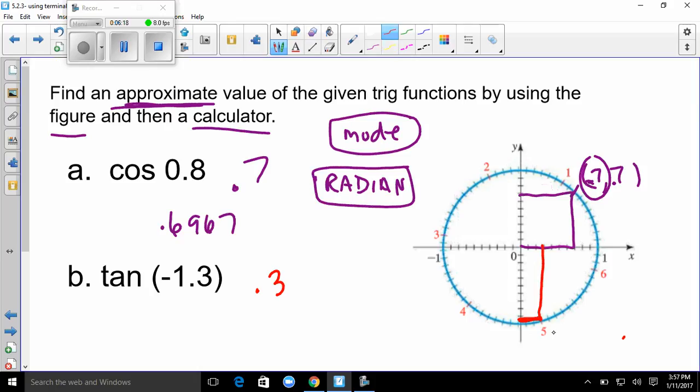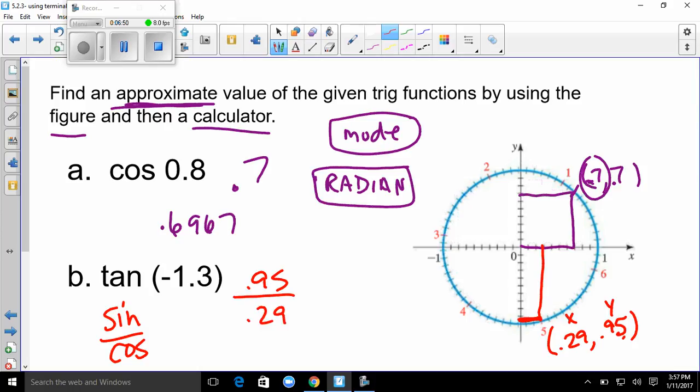Because as we think about it, it's definitely not at 3, but it's dang close, right? So to find the tangent, we have to do the opposite over adjacent if we're doing triangles, but in this case we don't have a triangle. So tangent, remember, is sine over cosine. Sine is your y and cosine your x. So we're going to do 0.95 over 0.29. When I divide that in my calculator, I get 3.27.